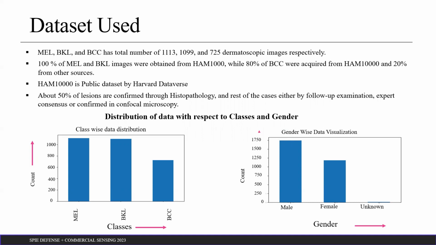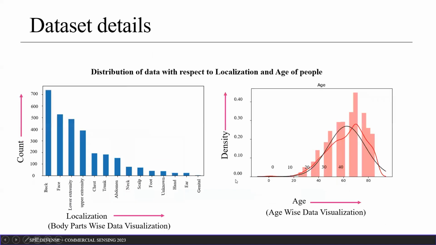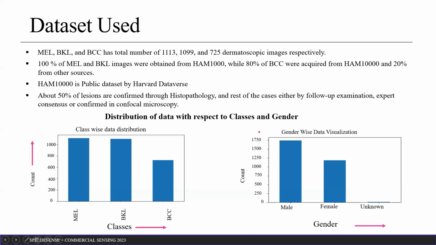So now, the details of where these datasets were taken from, like the location and gender. If you see the dataset count, malignant has a total of around 1,000 plus, BKL also has around 1,000, and BCC has around 700. And this data is taken from male, female, and mixed gender.